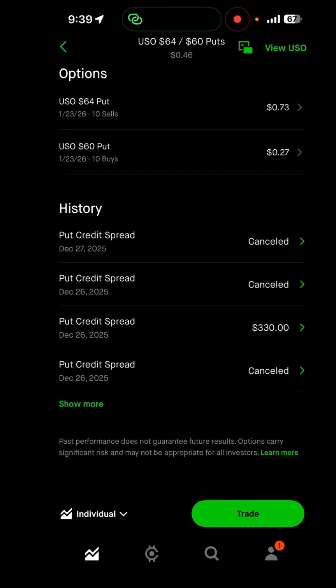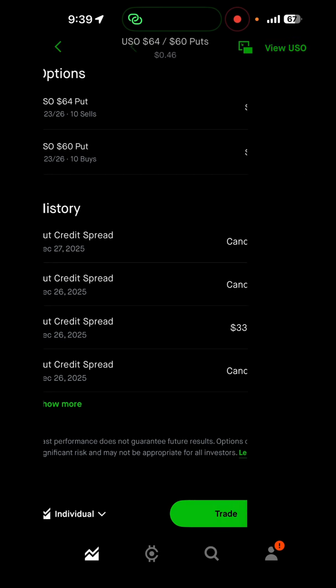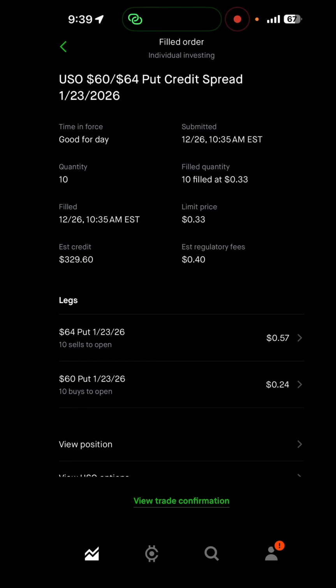So let's look at what we had yesterday. Yesterday was December 26th. We sold for a net credit of $330, used a quantity of 10. We filled at 33 cents. That was our limit price we put the order in at. So we got a credit for $330. Now, ideally, we're going to buy that credit back at 2 cents for a max win in this system.